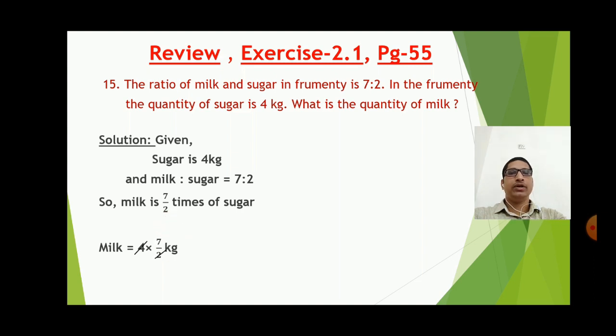Okay, so here in this stage what will we do? We will divide 4 by 2. That means we can cut 4 by 2. If we cut 4 by 2, then it will be 2. Now we will multiply 2 and 7. So 7 2s are what? 14. So already we have got milk 14 kg. Therefore milk is 14 kg.